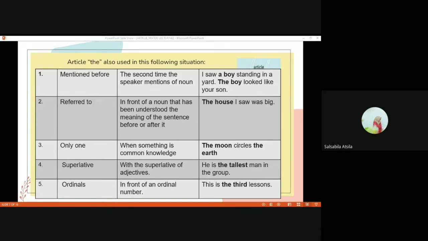Okay. Next, number two, refer to. In front of a noun that has been understood from the meaning of the sentence before or after it. For example, the house I saw was big. Next, number three, only one. When something is common knowledge. For example, the moon circles the earth. We know that in this life, there is only one moon and one earth. So we can say or write, the moon circles the earth. Okay. Number four, superlative. With the superlative of an adjective. For example, he is the tallest man in the group. Right? Number five, ordinal number. In front of an ordinal number. For example, this is the third lesson or this is the first lesson.